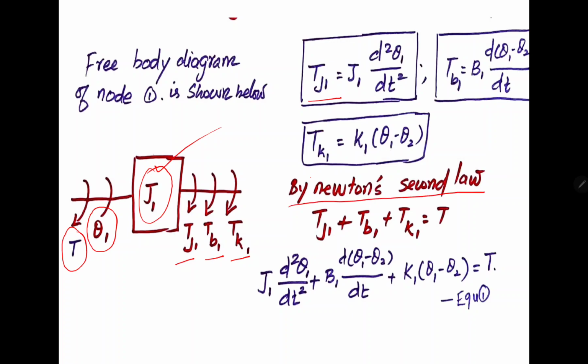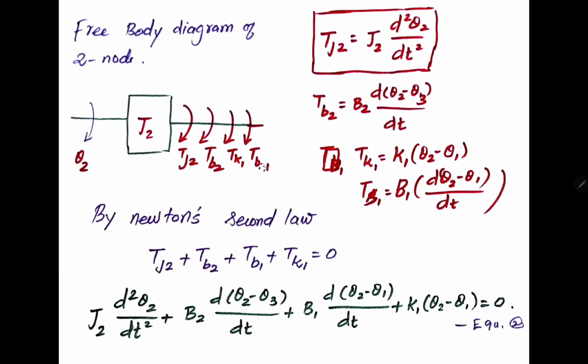By Newton's second law, the applied torque is equal to the sum of opposing torques. So Tj1 plus Tb1 plus Tk1 is equal to T. Simply substituting the equations, I get J1 into d square theta 1 by dt square plus B1 d of theta 1 minus theta 2 by dt plus K1 into theta 1 minus theta 2 is equal to T. This is the first equation.